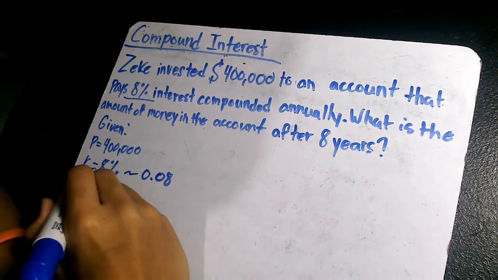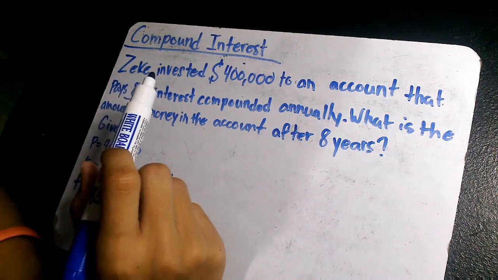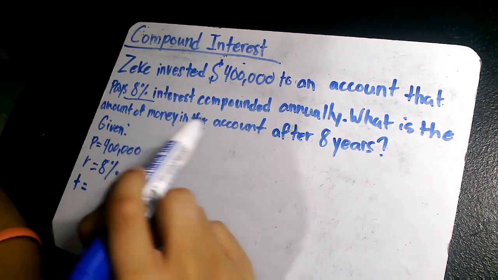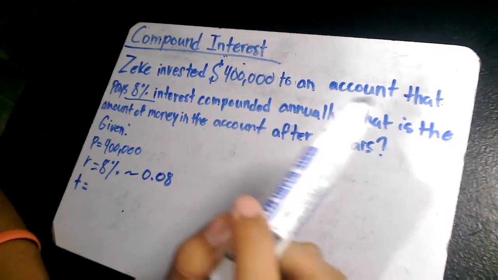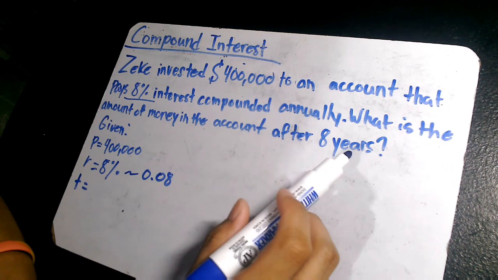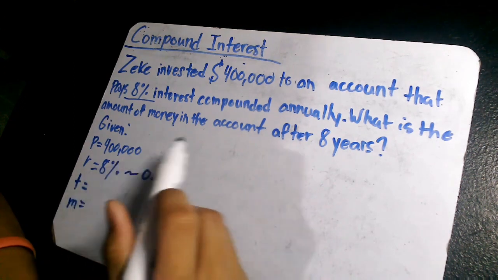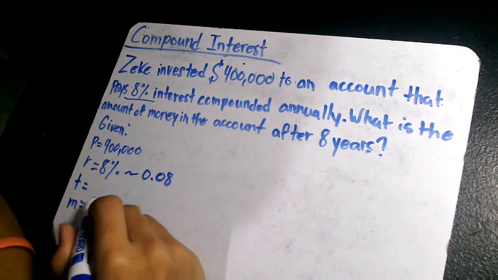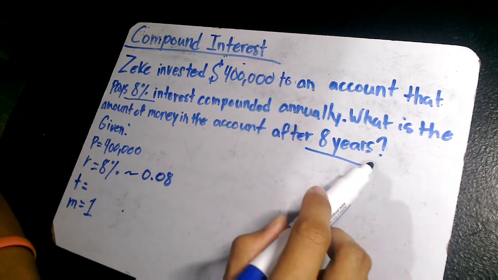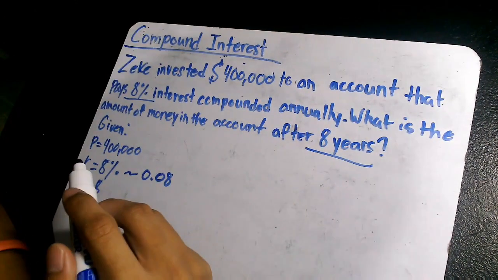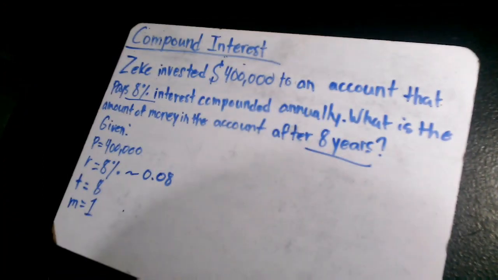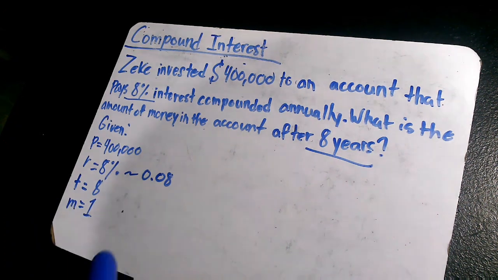Now we should look for T, which is time. An account that pays interest compounded annually. What is the amount of money in the account after 8 years? Since we now have M should be annually, which is 1, and time should be 8 years. In this problem, they are asking about the total amount of money in the account after 8 years, which is the future value, or FV.